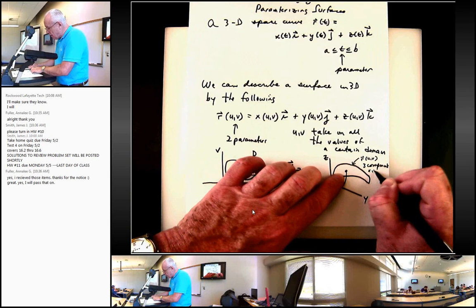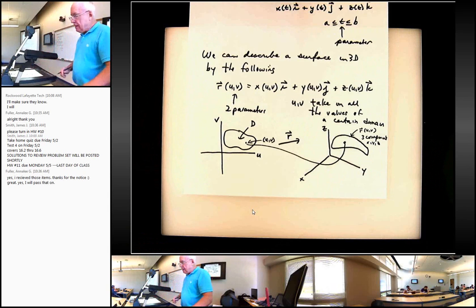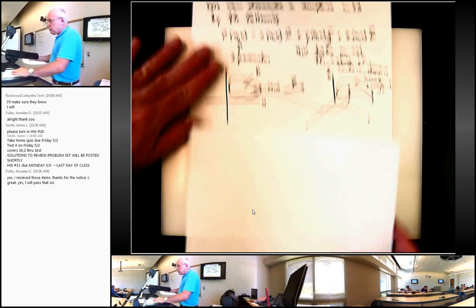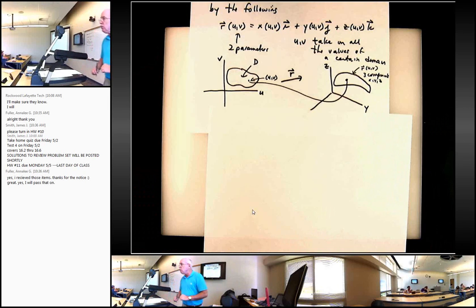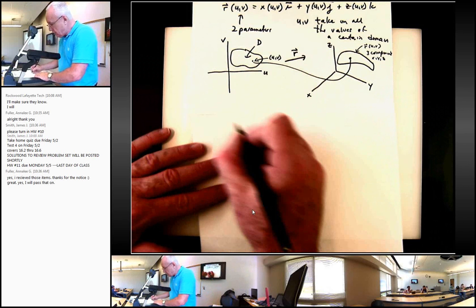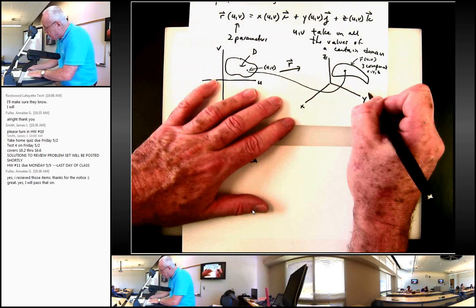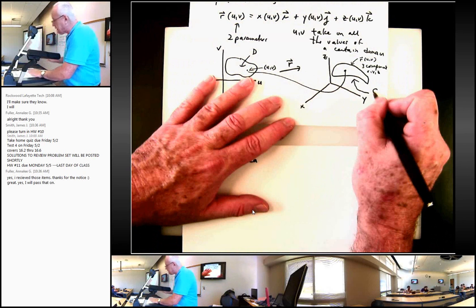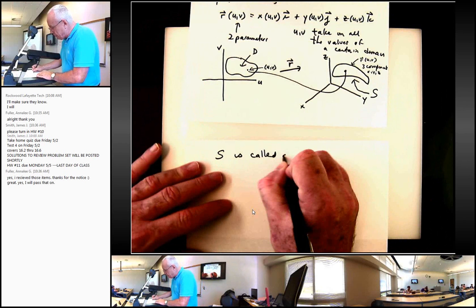X, Y, and Z, because it's located in 3 dimensions. Now, these equations here, X of U and V, Y of U and V, and Z of U and V, can be looked at as parametric equations. So first thing I want to say, let's call this floating surface capital S. S is called a parametric surface.